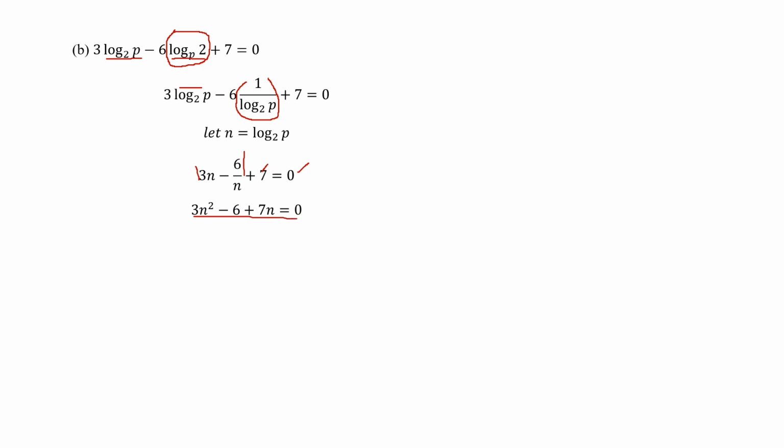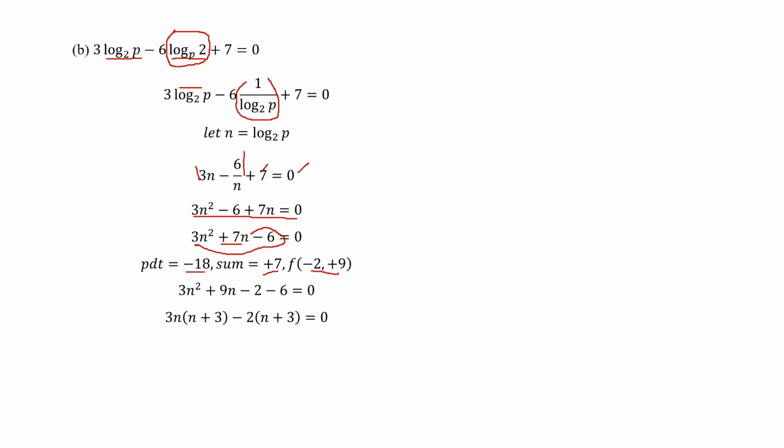Then we try to come up with the product, sum and thereafter the factors. So the product, the 3 times the minus 6 gives us negative 18, the positive 7 there, then the factors negative 2 and positive 9 there. So when I substitute those factors in the quadratic equation, I'm having 3n squared plus 9n minus 2n, there is n here missing, minus 6 is equal to 0.